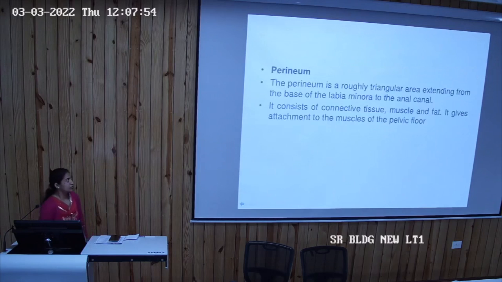So the perineum you should all know, because later on, when the pelvis is taught to you, there will be a question on the perineal body. What is the perineal body? Write a short note on the perineal body.